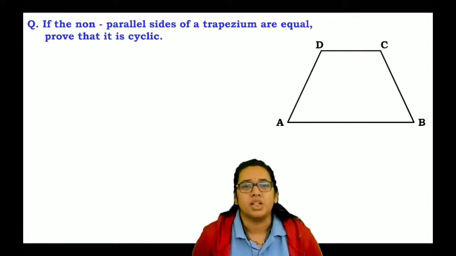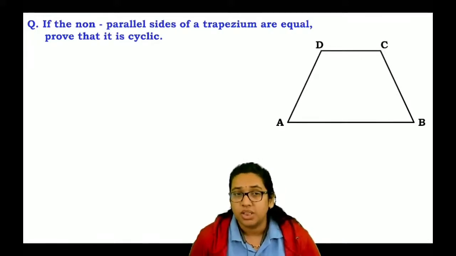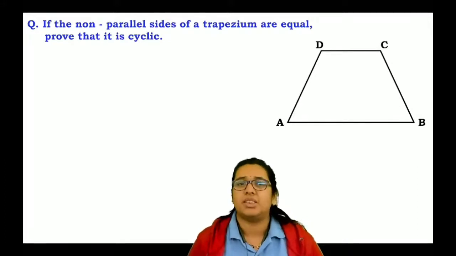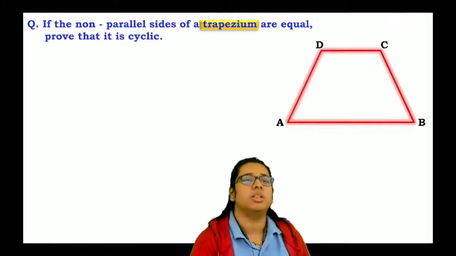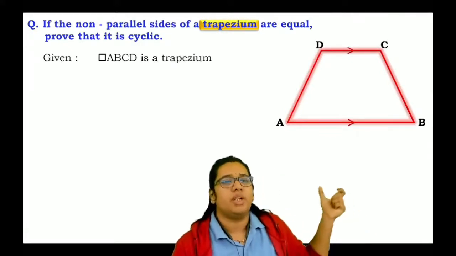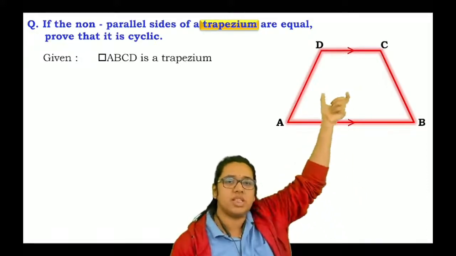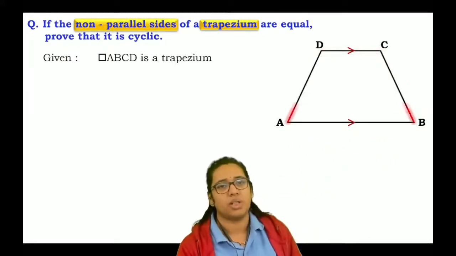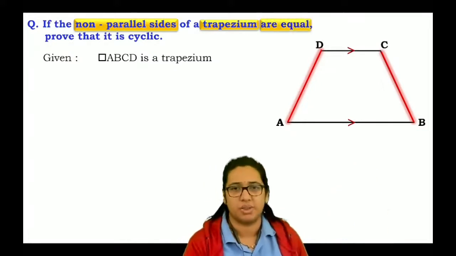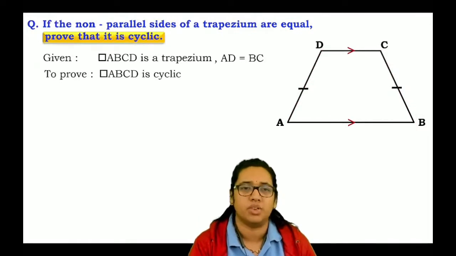See, if the non-parallel sides of a trapezium are equal, then prove that it is cyclic. Okay. Obviously, we have this ABCD, which is nothing but a trapezium in which CD is parallel to AB. Then non-parallel sides आपको कौन से मिल रहे थे, AD and BC. Those will be equal. ये तो given fact था.